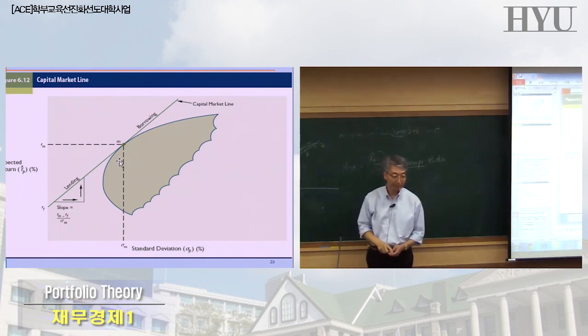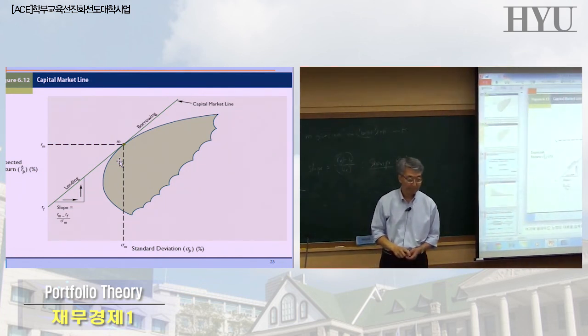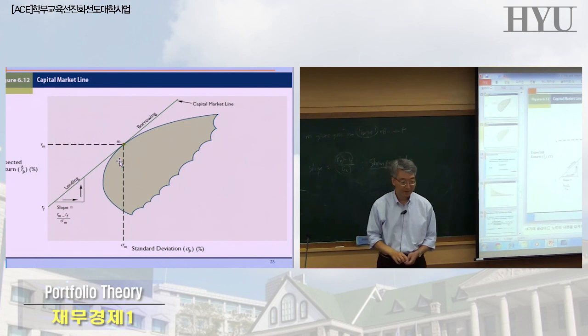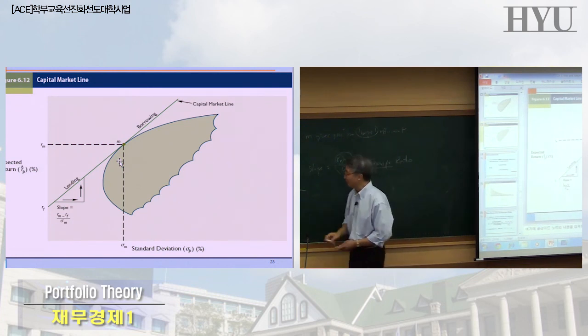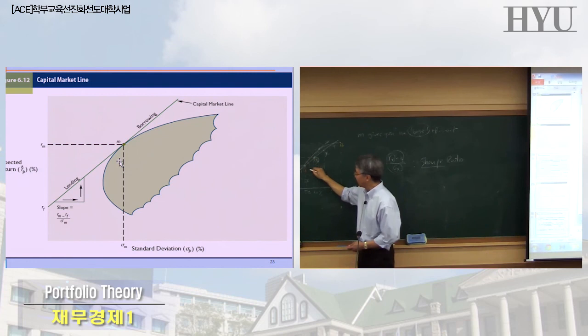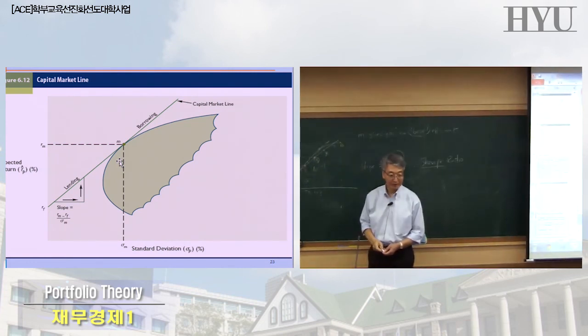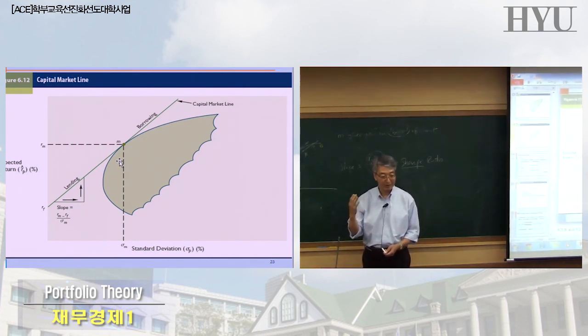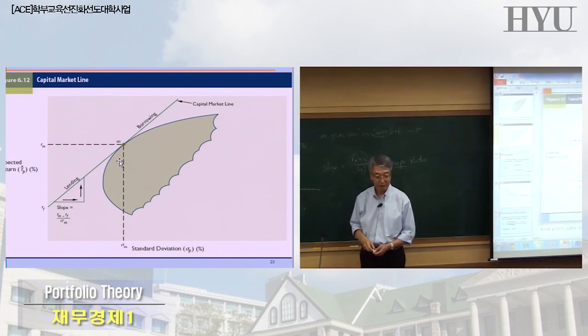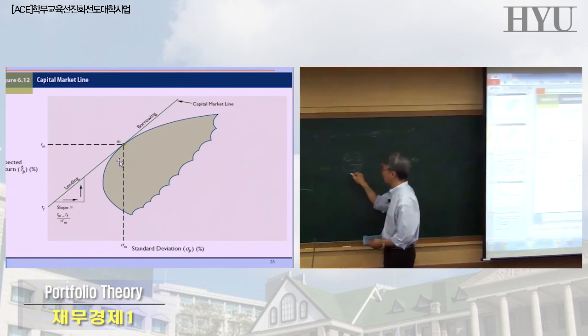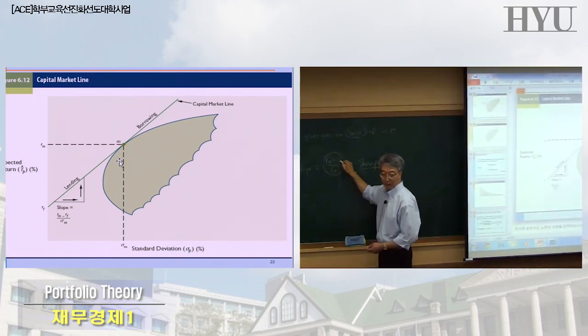So you mean while we are getting closer to the tangent point, the points on the slope? I'm sorry, what? Yeah, the tangent point gives you the highest slope, right? Right, that's right. Because the Sharpe ratio, again, gives you the return for risk, right?